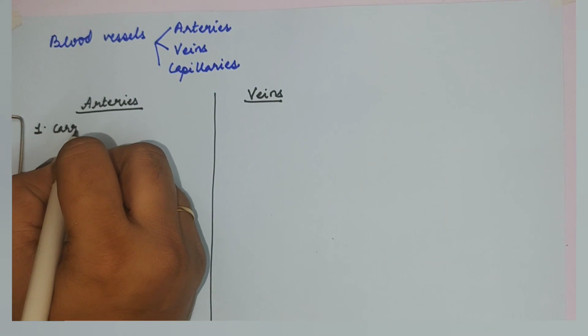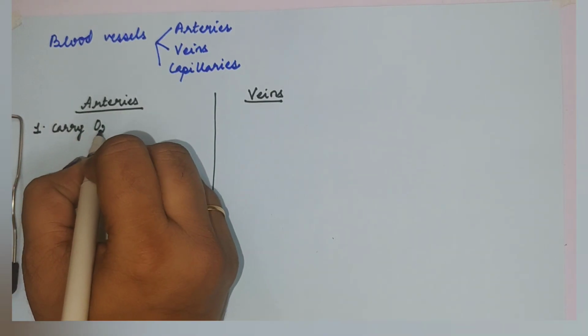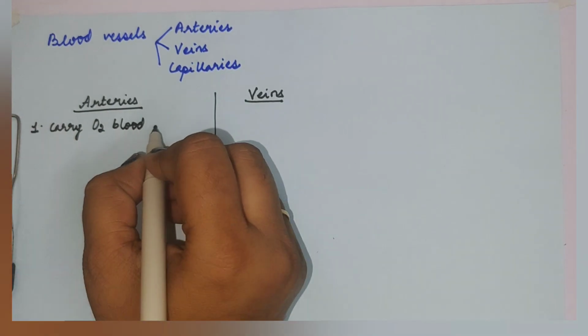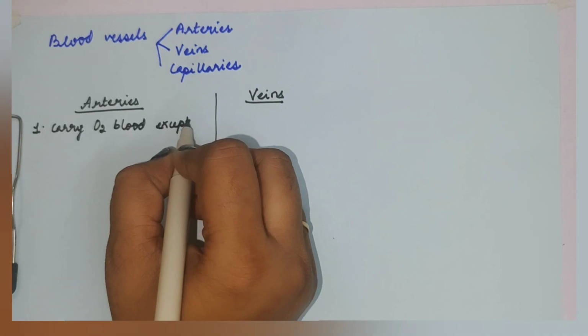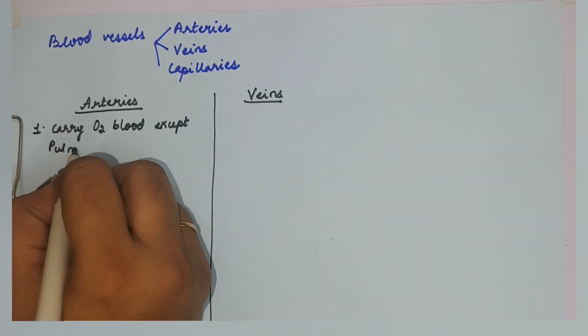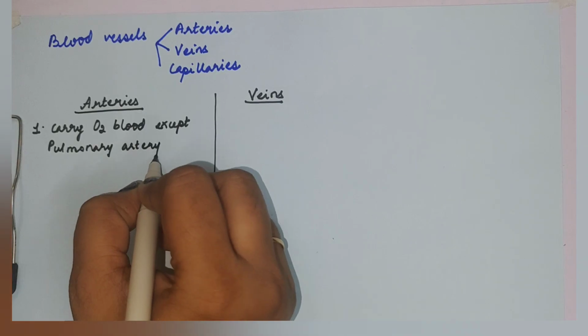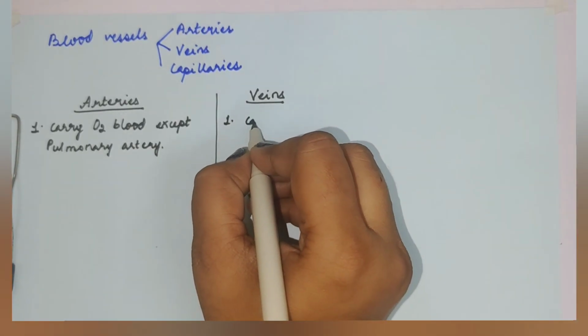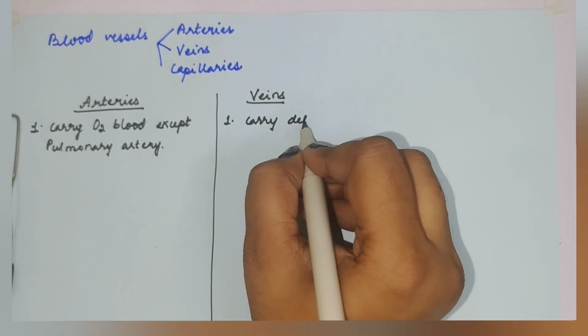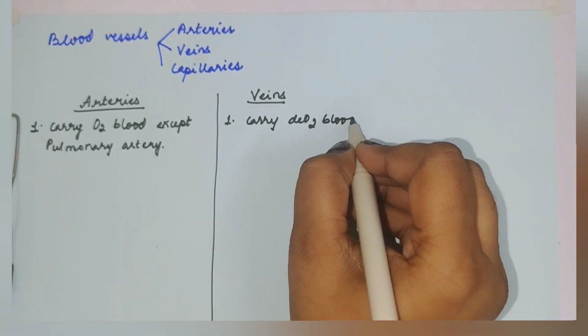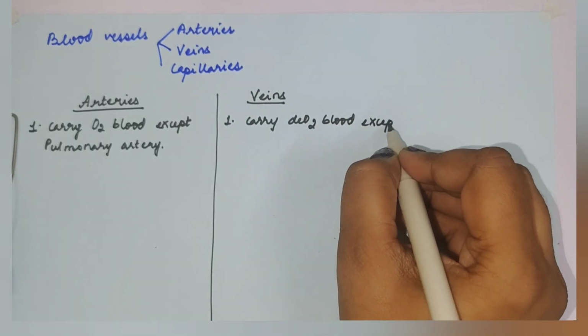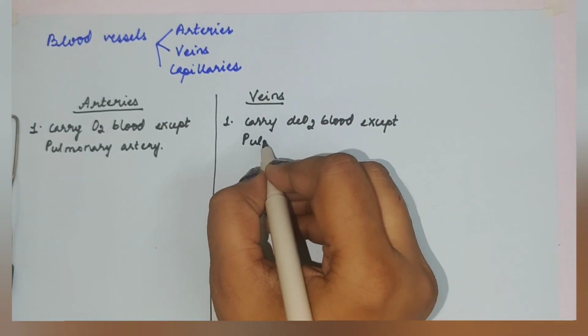The arteries carry oxygenated blood except the pulmonary artery. Means all the arteries carry oxygenated blood inside them, but the exception is pulmonary artery, whereas the veins carry the deoxygenated blood except the pulmonary vein.